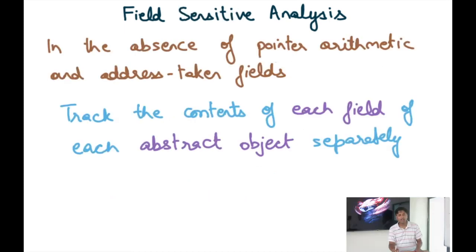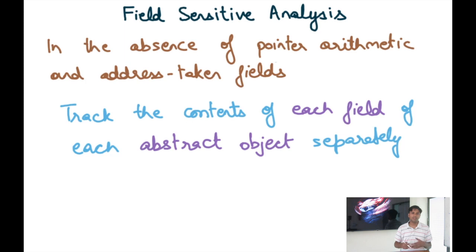So it turns out that you can do better, but for that the language type system should not allow things like pointer arithmetic or address-taken fields. Because in the presence of pointer arithmetic and address-taken fields, it becomes very hard to say whether this pointer may point anywhere in the middle of the object, or whether it may point to field F or to field G. Because if I just say Q equals P plus I, then if I is not a compile-time constant, whether P could point to field F or G becomes very hard to say.